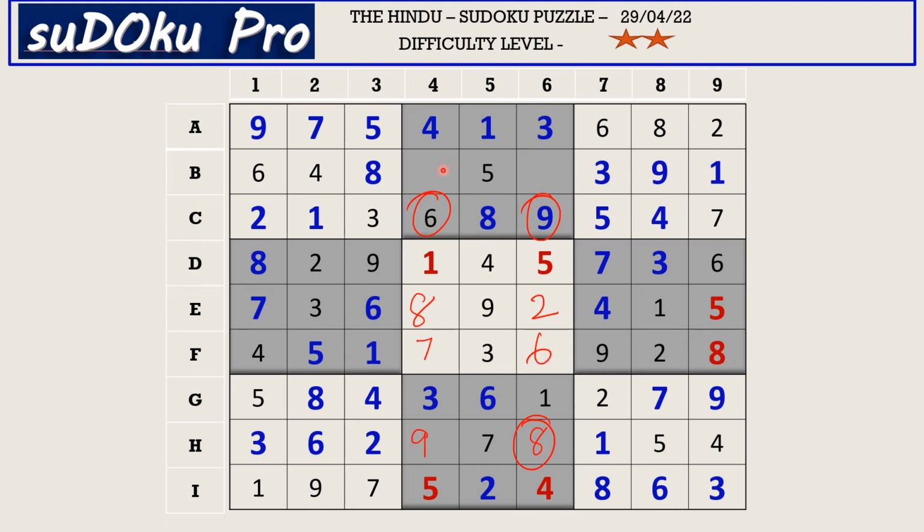Now in B row, 2 and 7 are missing. You have 2 here. So B6 takes 7 and B4 takes 2. And the puzzle is solved.